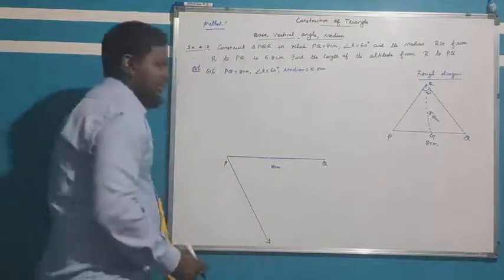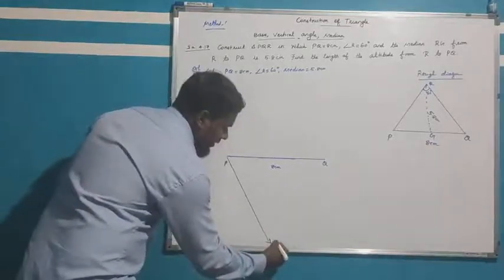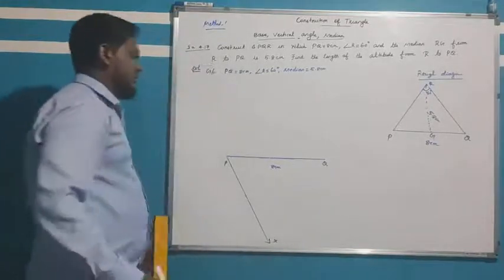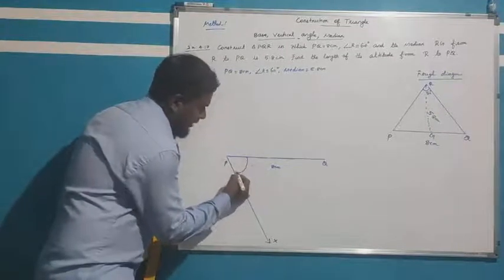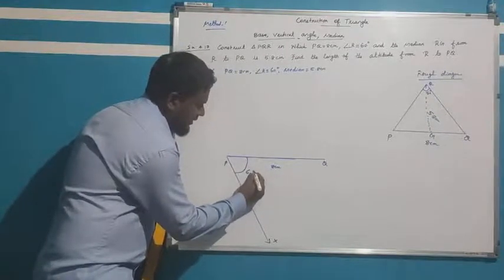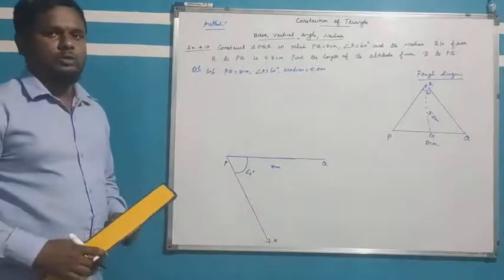In this angle we can consider x. How many degrees is there? The angle is 60 degrees.